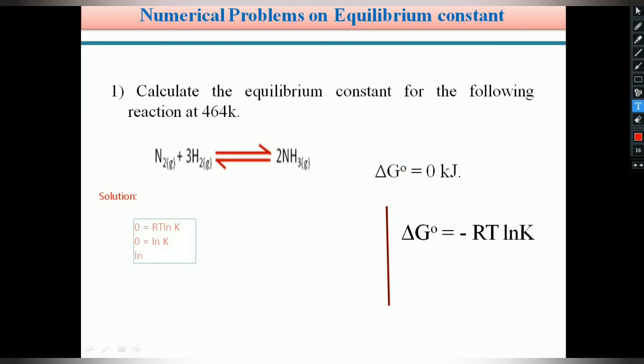Students, we know log 1 or ln 1 is equal to 0. Therefore, we can write ln 1 is equal to ln K. Therefore, the equilibrium constant K is equal to 1. So, very simple problem. Just in 4 steps we can easily solve this problem.